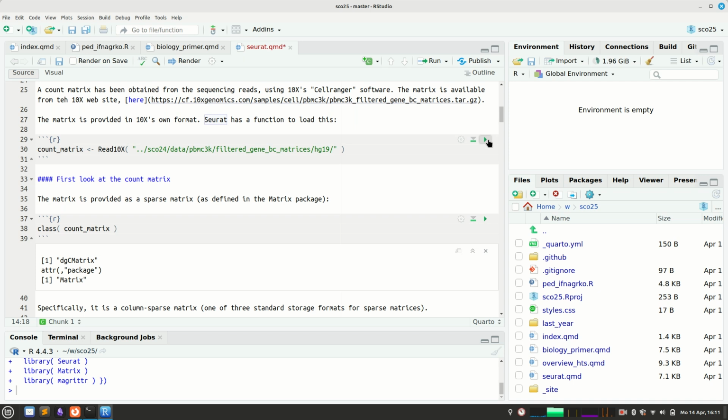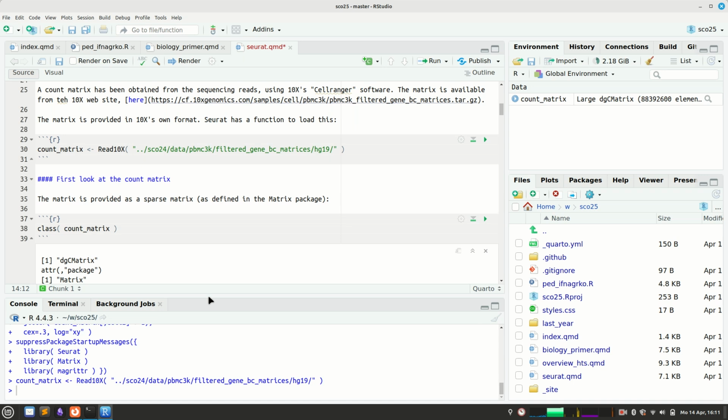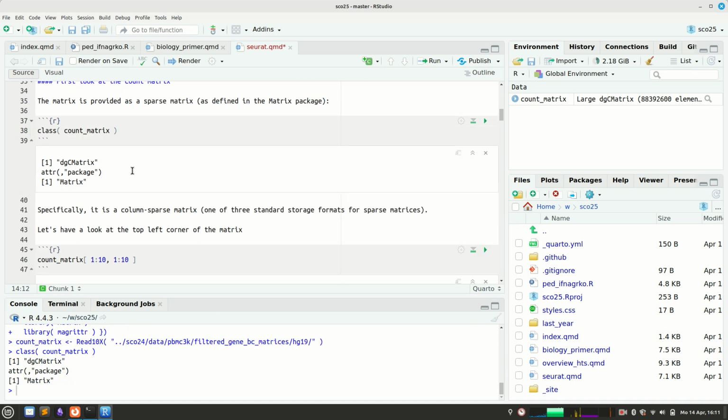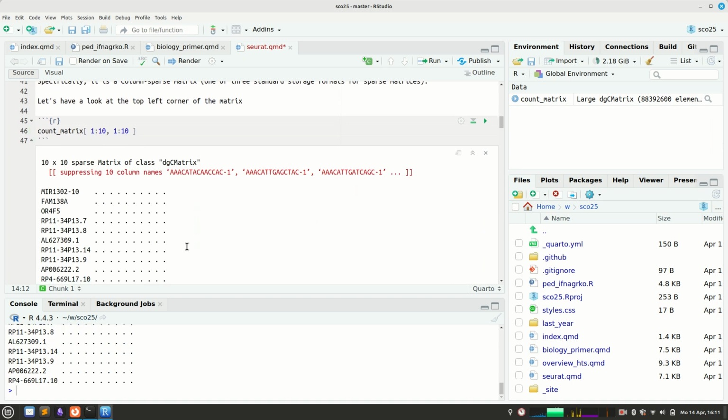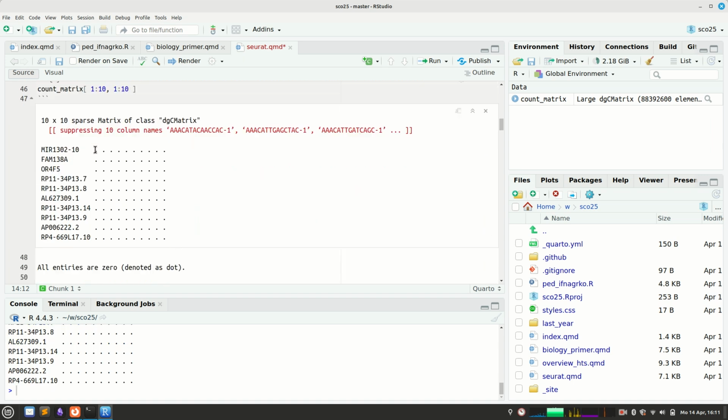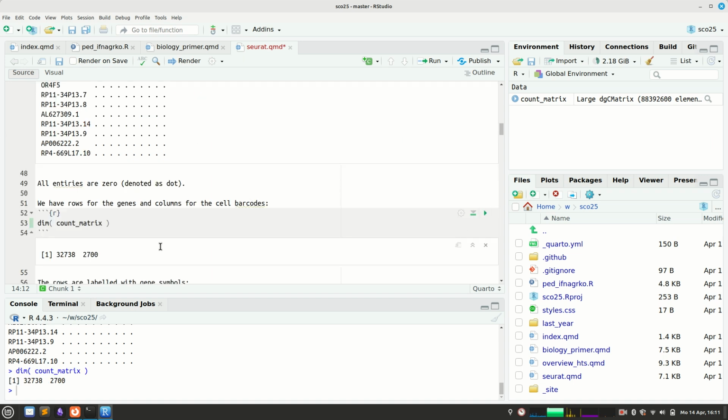So the first thing I do here is that I load this count matrix, and this count matrix here is a sparse matrix. So that means it's saved in a way that, here you see the matrix and the dot means 0. So the first top left corner of this matrix is all zeros. The whole matrix has 1 row for each gene. So there's 3,200 genes and there's 2,700 cells. So each column is a cell, each row is a gene.